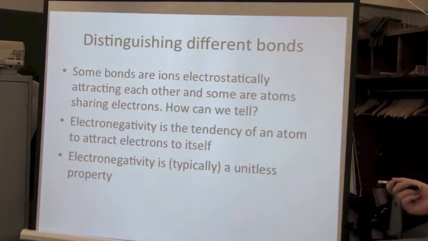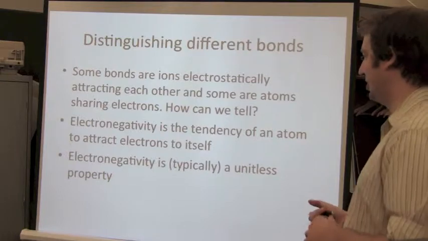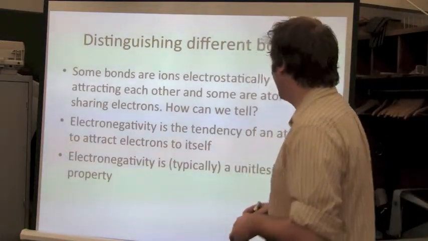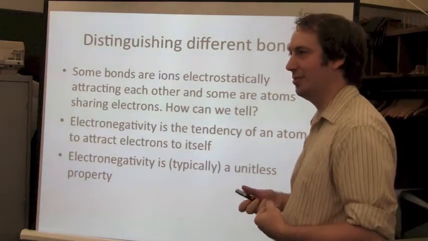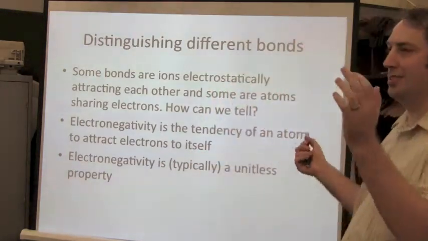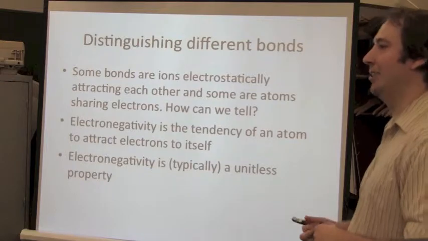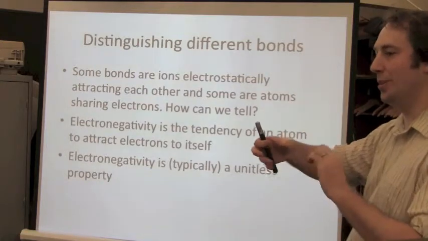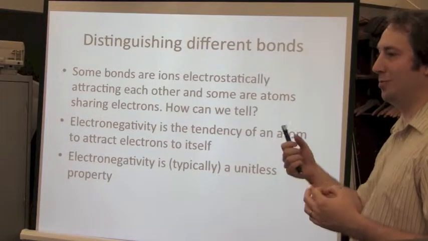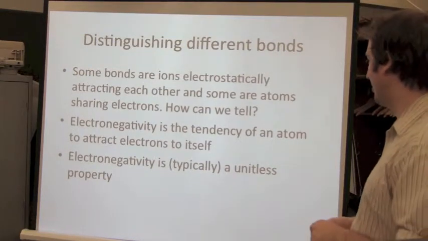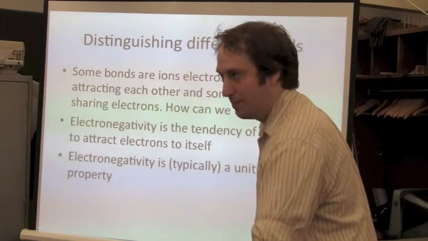So the way we're going to do that is using electronegativity. Electronegativity is just a measure of the tendency of an atom to want electrons, to pull electrons into itself. We can assign electronegativities to every atom in the periodic table, and then when 2 atoms come together to form a bond, we can look at the difference in their electronegativities to understand whether or not they would form one of these types of bonds. Okay?